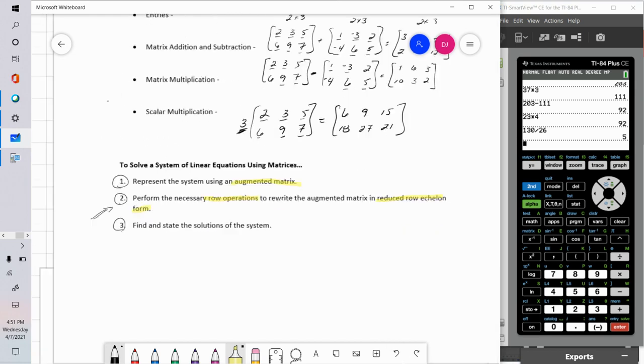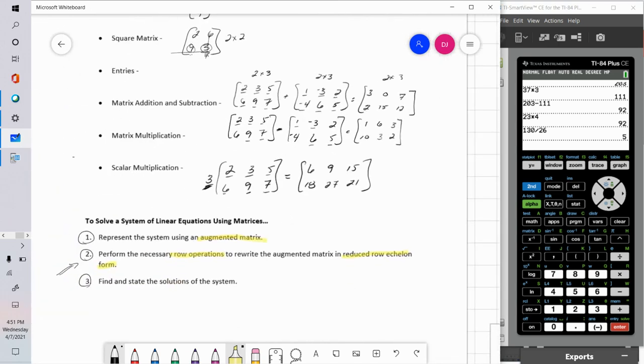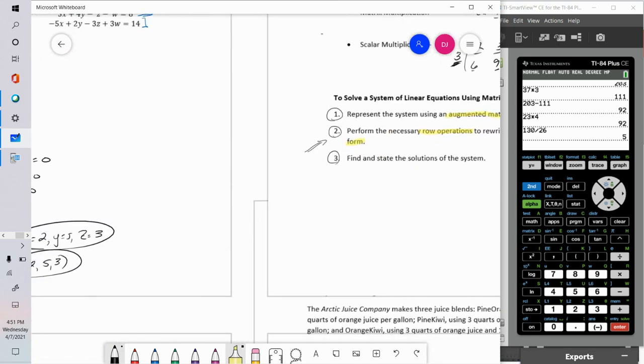Okay, so let's look. Whoops, wrong direction here. Let's look at a problem.